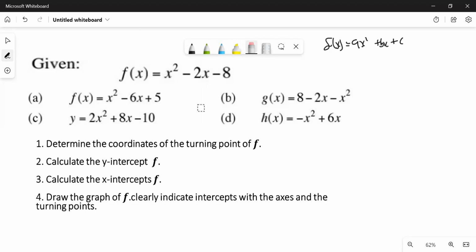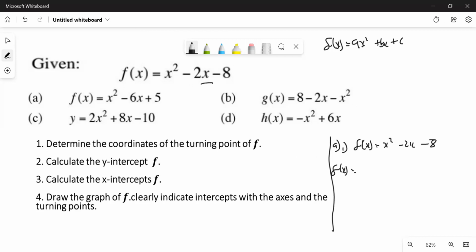That's the good news. So if our a is 1 here, then I want to get the coordinates of the turning point. So in number 1, this is how I'm going to do it. I have f of x, which is going to be equal to x squared minus 2x plus -8. This is the one that I'm doing. Now if I take this one here and then I want to complete the square, this is what we are supposed to do.